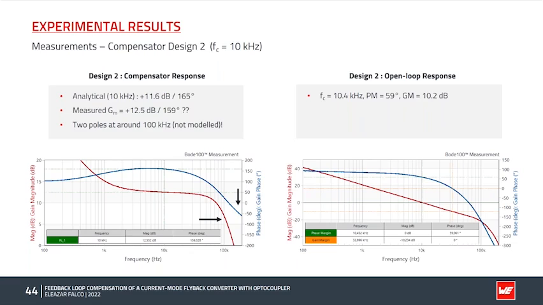The measured open loop response shows a crossover frequency of 10.4 kilohertz and a phase margin of 59 degrees with a gain margin of 10.2 dB. Although the design is stable, an example of possible adjustments could be to increase the resistor R3 in order to lower the zero frequency, as well as to reduce the capacitor C3 in order to move the compensator pole frequency higher, and with that, we can increase the phase margin to 70 degrees as the target.